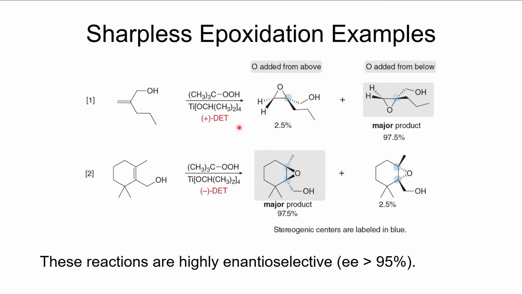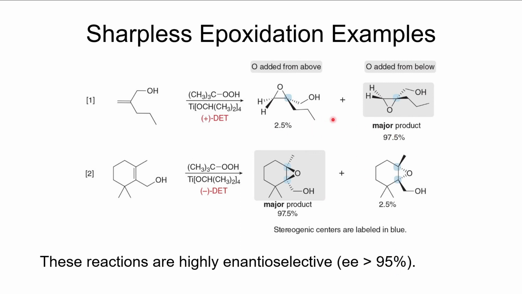Up here we've got our allylic alcohol, which means we have an OH on the carbon adjacent to our carbon-carbon double bond. You'll notice here we're using the plus DET, and with that plus DET, we get one enantiomer predominantly over the other. Here the epoxidation happens on the back side, on the bottom. It happens from below. And you'll see 97.5 to 2.5. That's an enantiomeric excess greater than or equal to 95%.